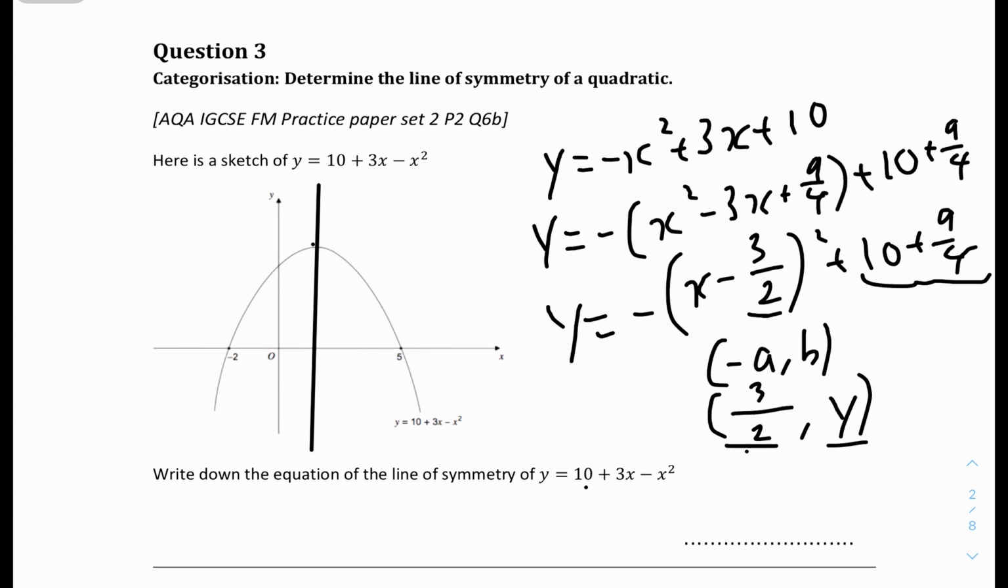So since we know that the maximum point right here has a value of x equals 3/2 or 1.5, that means that this is a line of symmetry where x is equal to 3/2. They will split the graph into two exact parts. Therefore, this value right here is the answer, which means that it's basically x equals 3/2 or 1.5.